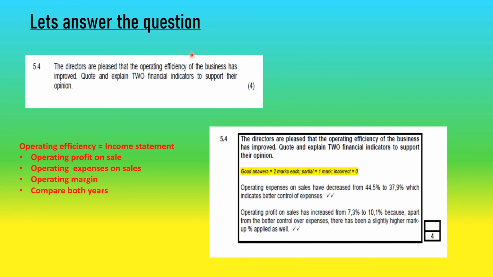Also, operating efficiency of the business talks to your income statement. If you would like to know if the operations of your business are operating efficiently, you would look at your income statement. So you would look at ratios such as your operating profit on sales, operating expenses on sales, and operating margins, and they're telling you that it has improved from last year. Therefore, you need to compare it to this year to be able to prove that what they are saying is correct, and these are the type of ratios you would use to indicate why you should support their opinion.